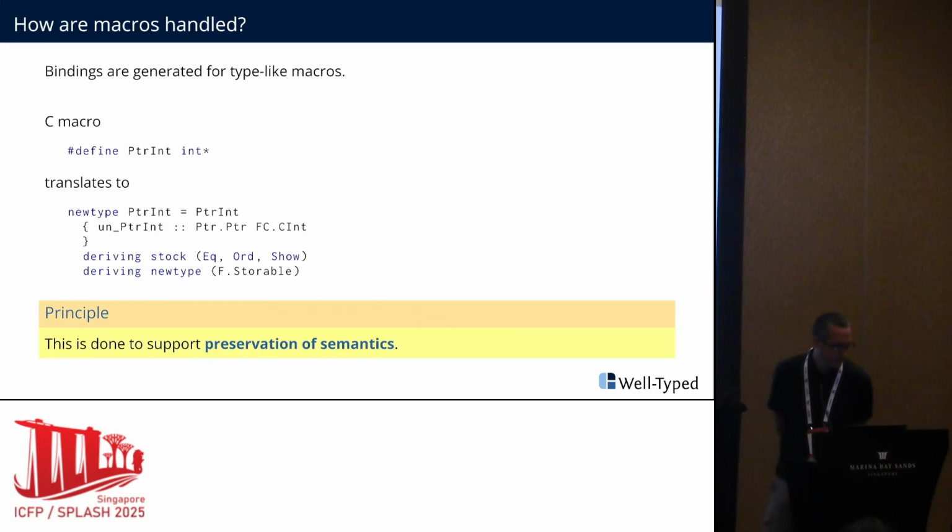Another case is for types. A hash define can also be used sort of like a typedef. In this example, there's a pointer int, which is a type for a pointer to an integer. And we translate this to a new type wrapper around the underlying type. This is done to support the preservation of semantics.